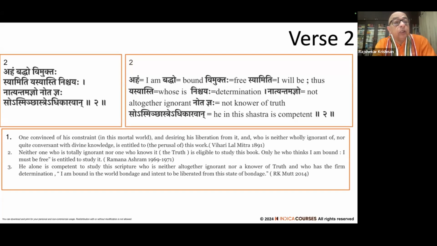Aham baddho vimuktah syamiti yasyasti nishchayah, natyantamagyo notagyah so asmin shastre dhikaravan. So we have a word-to-word breakup, which is the padaccheda as we call it. So aham, I am, baddho, bound, vimuktah, free, syamiti, I will be, thus, yasyasti, whose is, nishchaya, determination.